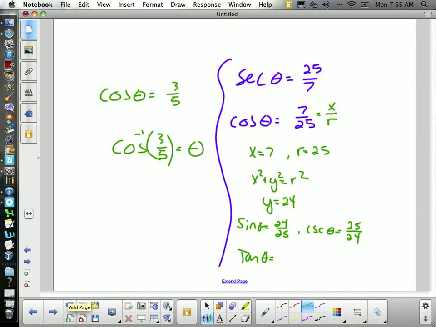Tan theta is y over x. I know y is 24, x is 7, so that's 24/7. And cotangent theta would be the reciprocal, 7/24. That's it without a picture. And all I did was use that Pythagorean identity to do it without a picture, which is fine. Especially since we're in quadrant 1 and we don't have to worry about negative signs.